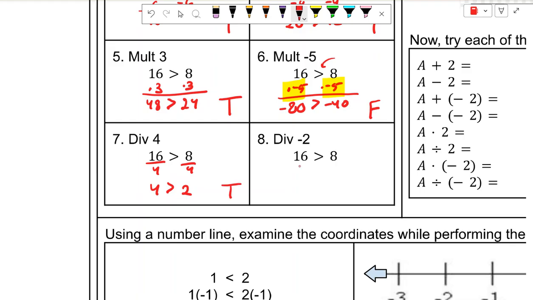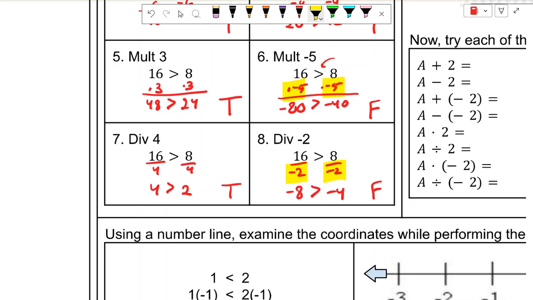And now we'll divide both sides by -2. And 16 divided by -2 is -8. And 8 divided by -2 is -4. And we bring down the sign and look at that. We found another false statement. -8 is smaller than -4, not larger. So this is another false statement. And in this one, we realized during the property of equality, we're dividing both sides by a negative.